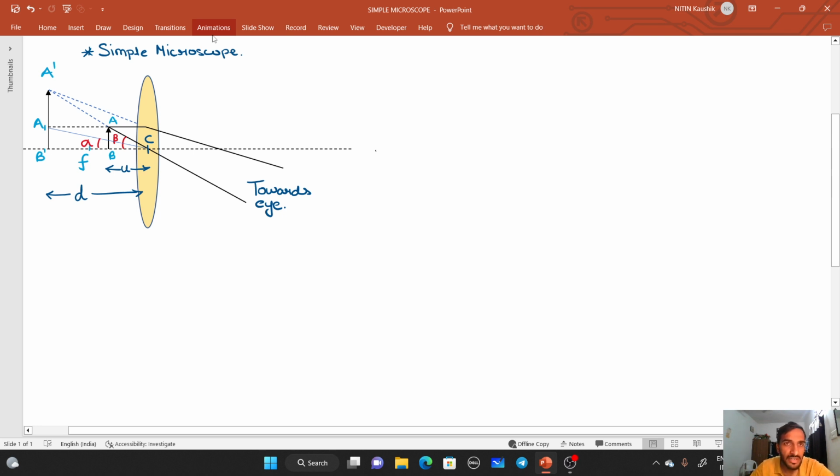Now the simple definition of magnification is, let's say magnification is defined as m equal to, there are multiple definitions, I will write all of them. So magnification is image height upon object height, or let's say we can say image distance upon object distance. Also it is the angle subtended by the image, that is beta, upon angle subtended by the object, that is alpha.